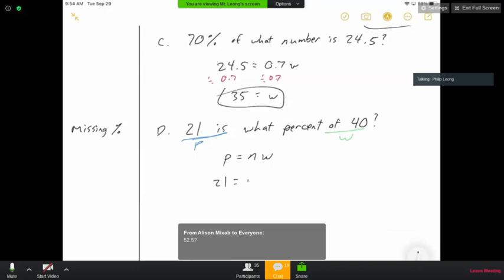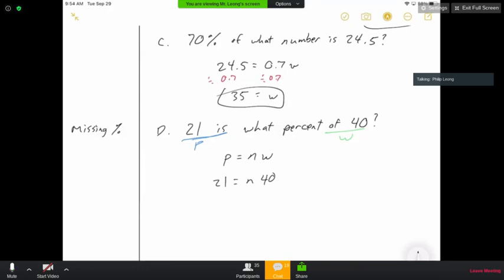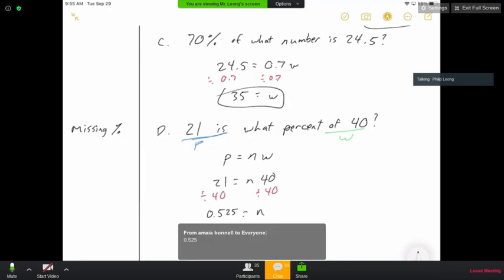21 is equal to N times 40. Now, I know it looks a little funny with the number next to the variable on the other side, but remember, 40N and N40 are the same thing. So I'm still going to divide by 40 on both sides here. Now you're going to get a decimal. You're going to get 0.525 if you plug that in. So it's not 0.525%. You just need to move the decimal over. If you get 0.525, you're on the right track. You got to move the decimal over 2 spaces to the right to get your percentage.